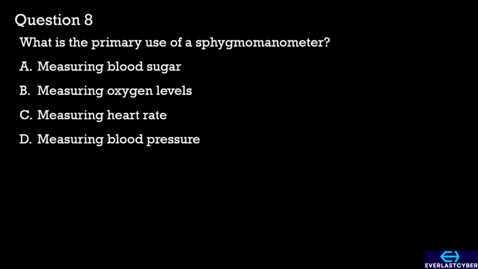Question 8. What is the primary use of a sphygmomanometer? A. Measuring blood sugar. B. Measuring oxygen levels. C. Measuring heart rates. D. Measuring blood pressure. A glucometer is used for measuring blood sugar. A pulse oximeter is used for measuring oxygen levels in the blood.